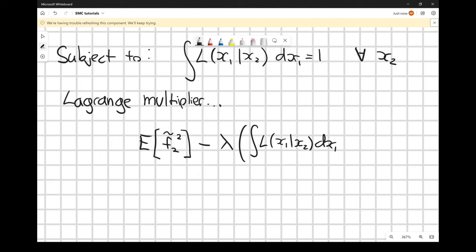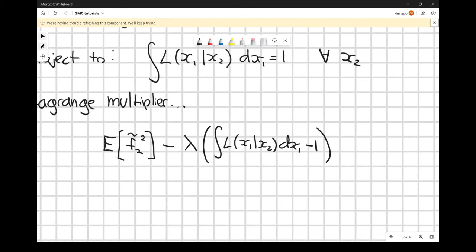Generally speaking, when we write our Lagrange multiplier problems, the constraint is phrased as some kind of condition being equal to 0. So to put it in that kind of framework, we can rewrite this to say the condition is that that integral minus 1 is equal to 0. And that is now what we want to minimize when we've applied our constraint for a single value of x2.